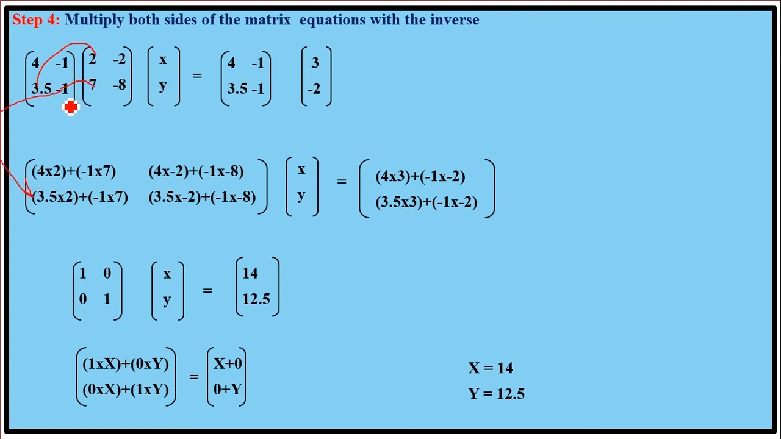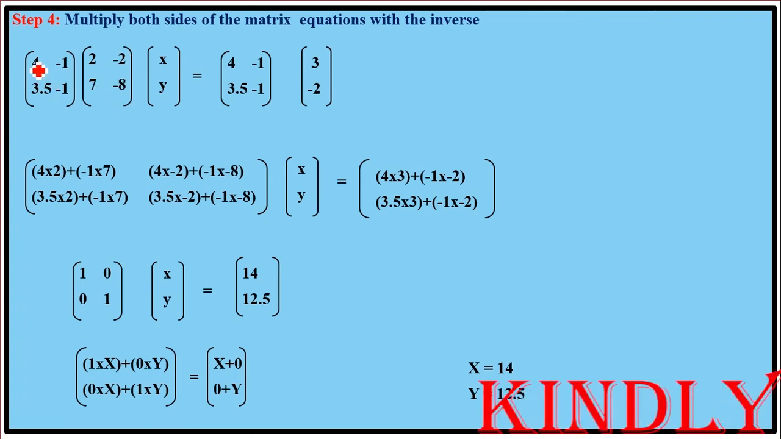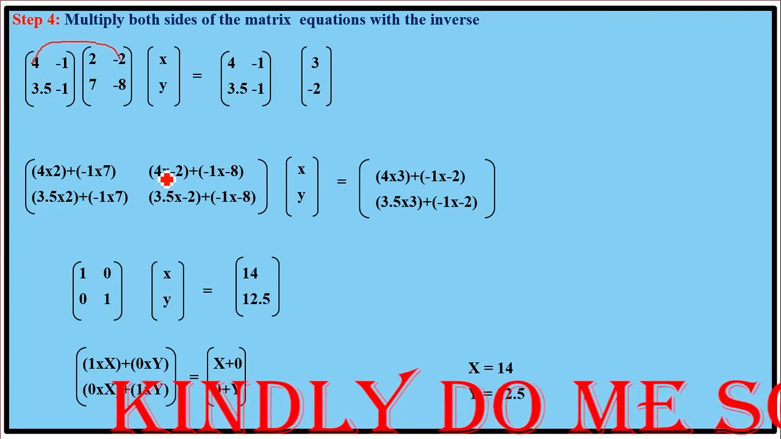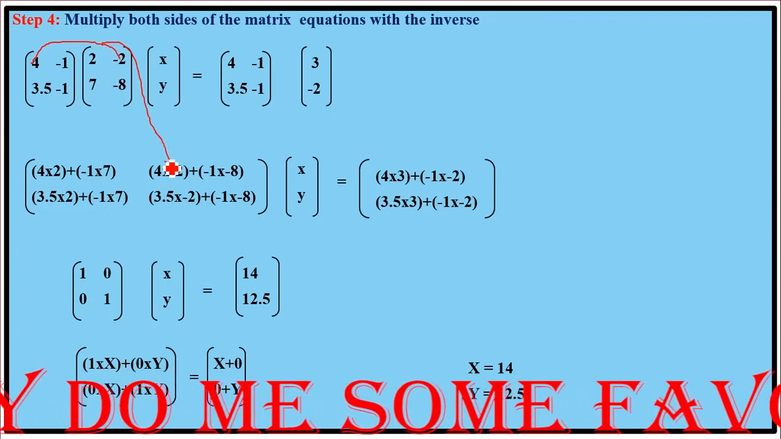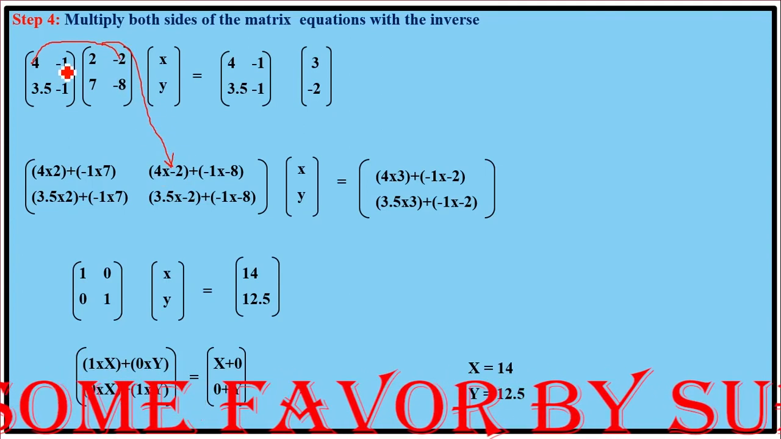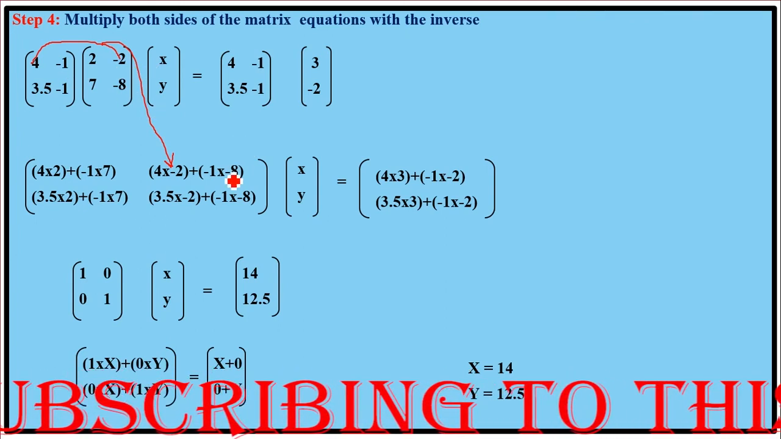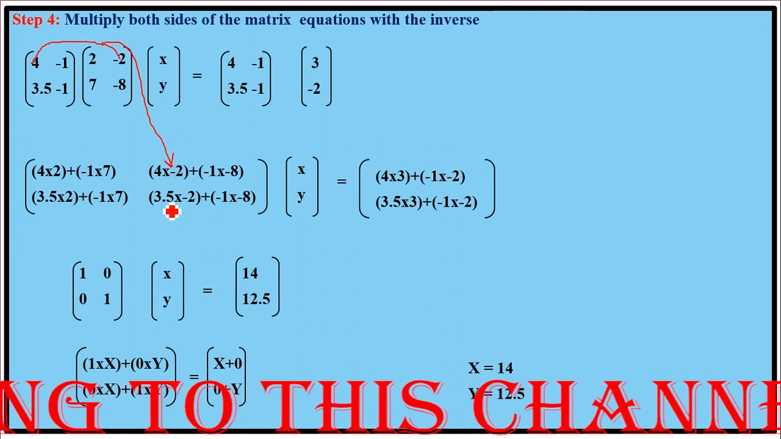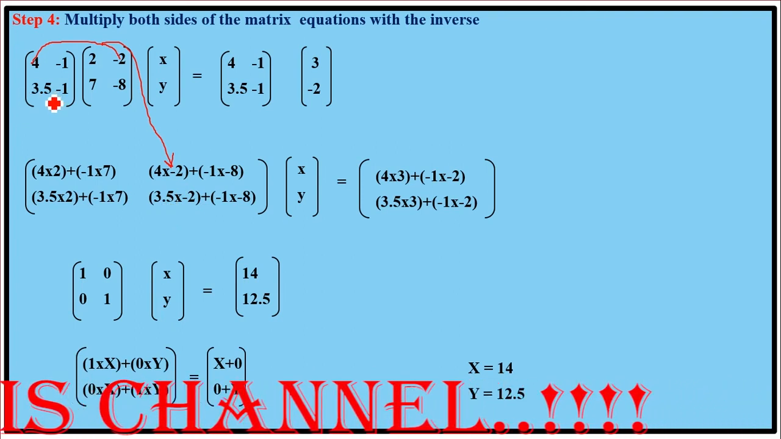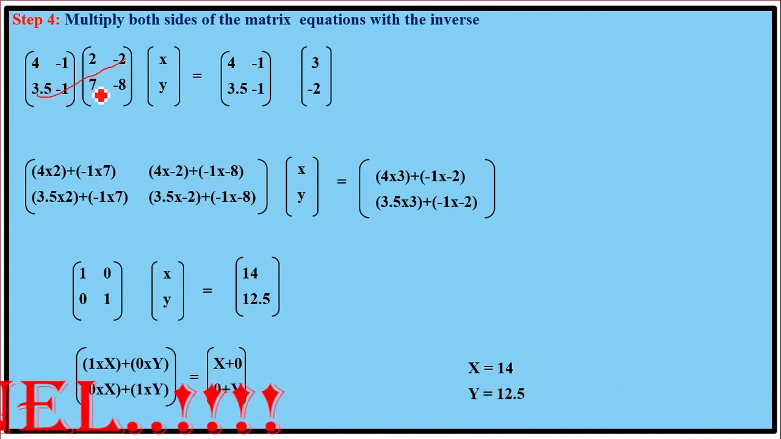Then you do the same. If you go to the second column now, this will be 4 multiplied by -2. We have it here, this one here. Then plus -1 multiplied by -8, this one here. Then lastly we have this one here. It is 3.5 by -2, -1 by 8. Then you add the two to give you that. So when you complete this, you're going to have an identity matrix.